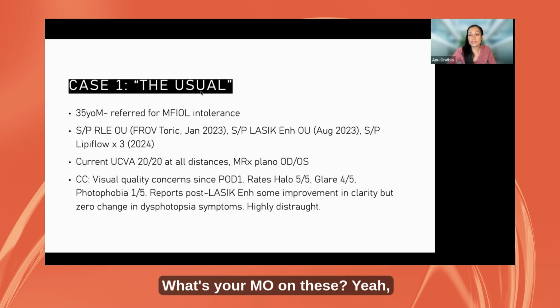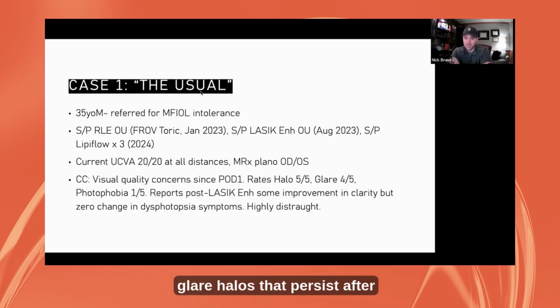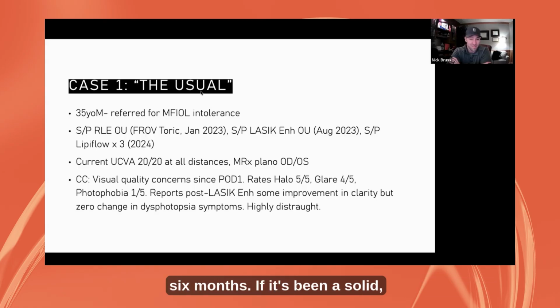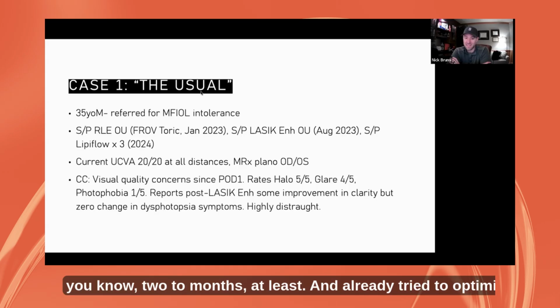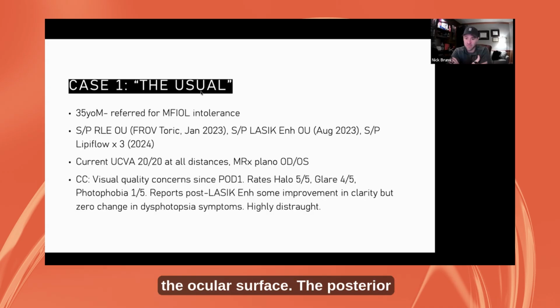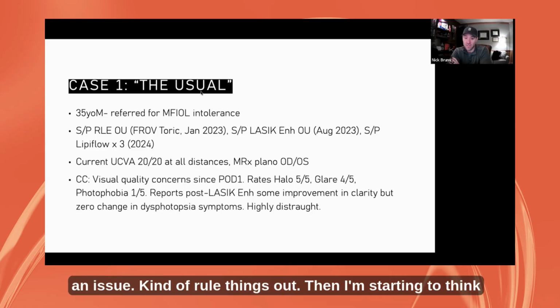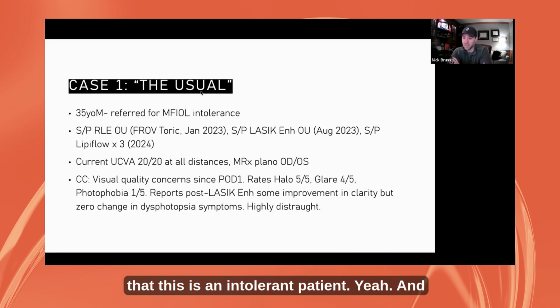How about you, Nick? What's your MO on these? Yeah, glare halos that persist after you've tried everything else after a few months. So neural adaptation can take anywhere from 3 to 6 months. If it's been a solid 2 to 3 months at least, and we've already tried to optimize the ocular surface, the posterior capsule is clear and pristine, we know that's not an issue, kind of rule things out, then I'm starting to think that this is an intolerant patient.